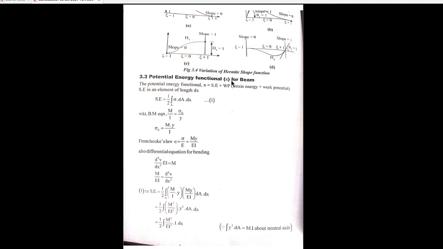As I told, the strain energy, the Rayleigh's method, the Galerkin method, we have not done that. And the potential energy method, we have not done that. So those problems you have to do. The potential energy function is the sum of strain energy plus work potential.